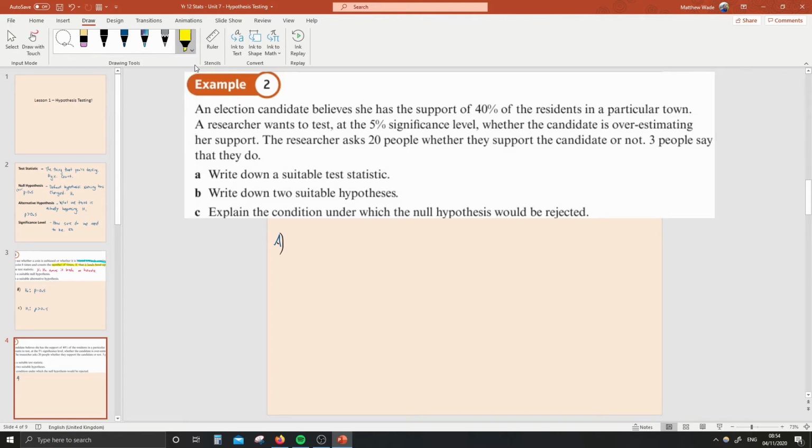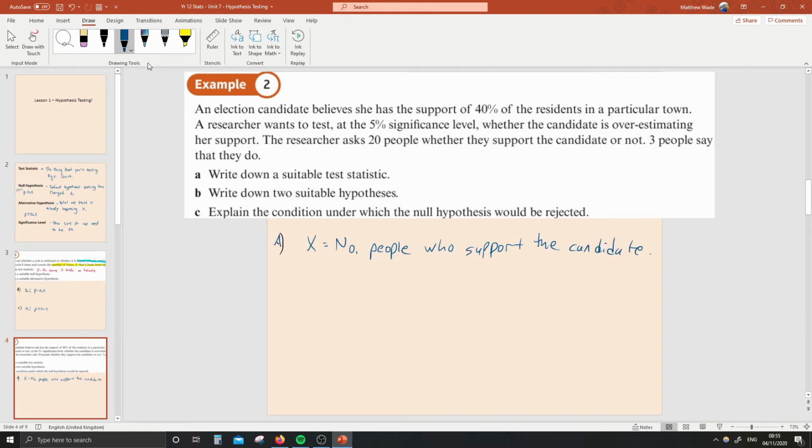Well, here we go. We think that they're overestimating the vote. The researcher asked 20 people whether they support the candidate or not. 3 people say that they do. So what are we going to use as our test statistic? What's big X going to equal? What are we counting? That's right. It's the number of people, because it has to be something you can count. It's the number of people who support the candidate, when they're asked.